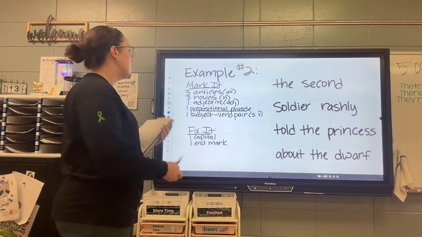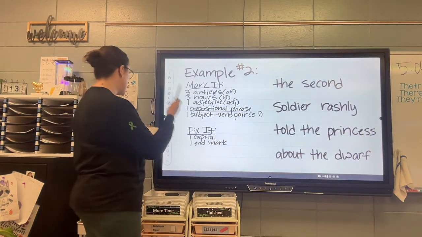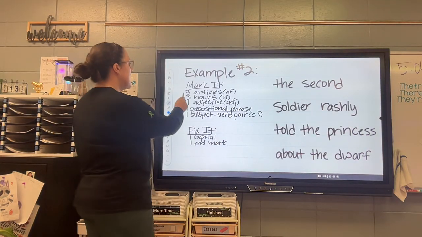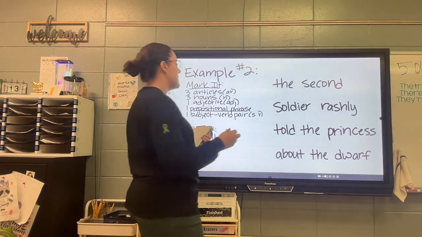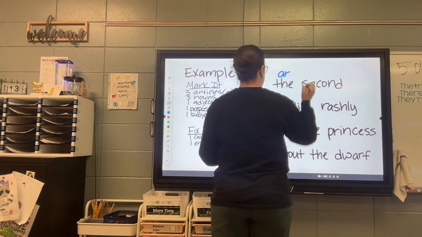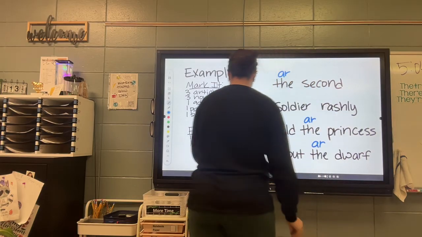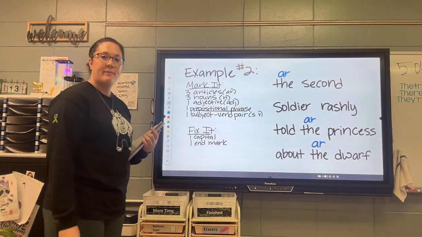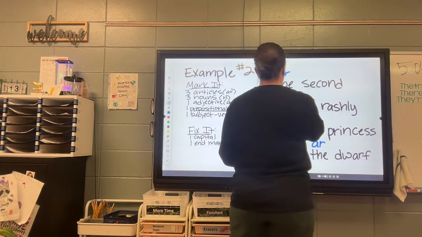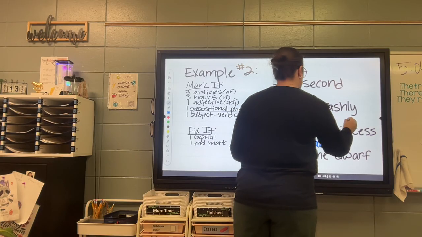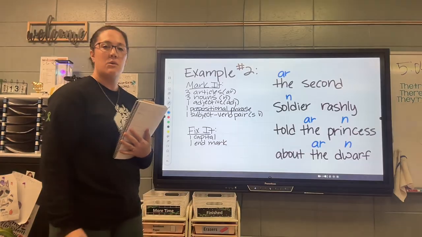Okay, now we're gonna mark all of our parts of the sentence here, and then we're going to fix the things we need to fix. So the first thing I have is 3 articles. Remember, articles are the words a, an, and the. So in this sentence, I have the, the, and the. Pretty simple, right? Okay, now it says I have 3 nouns. My 3 nouns are soldier, princess, and dwarf. Okay, people, places, or things.